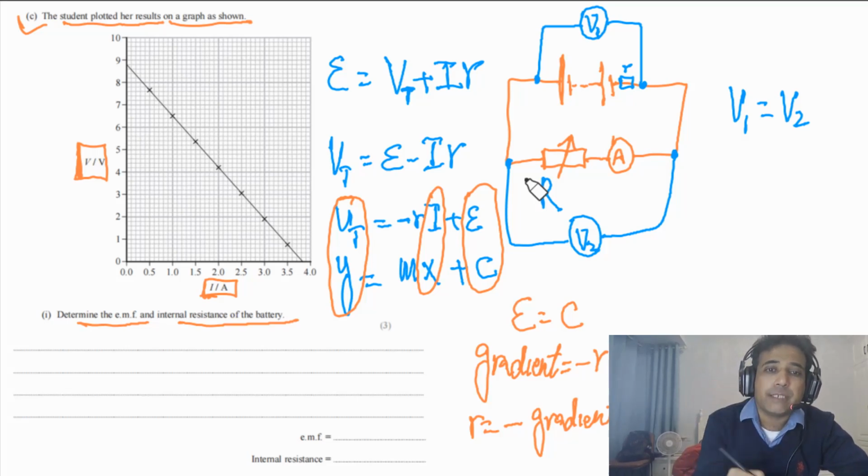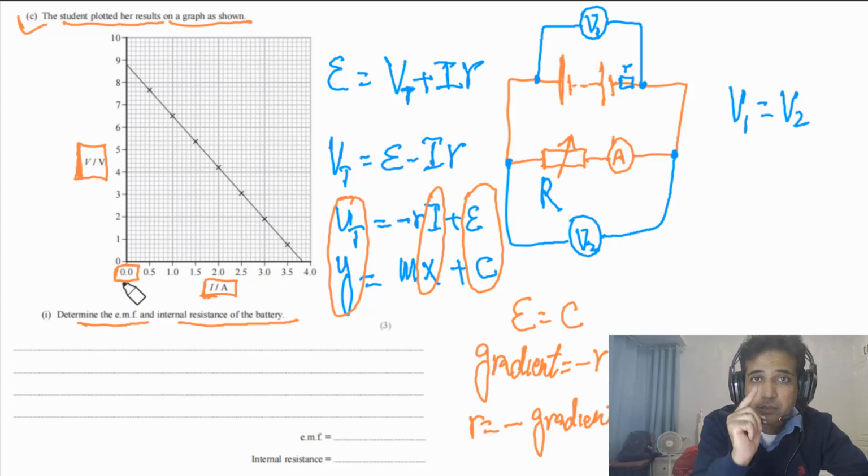Okay, now how can we answer? If we need to find the value of EMF, you simply need to read the y-intercept. You can read the y-intercept from here, because the x-axis is starting from 0. So it means that, let me write one point here.